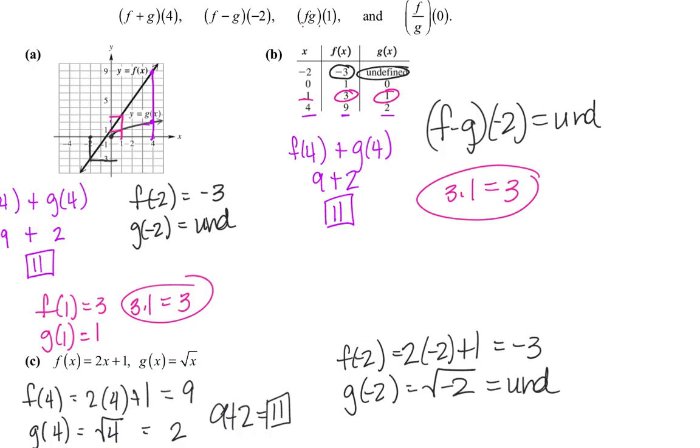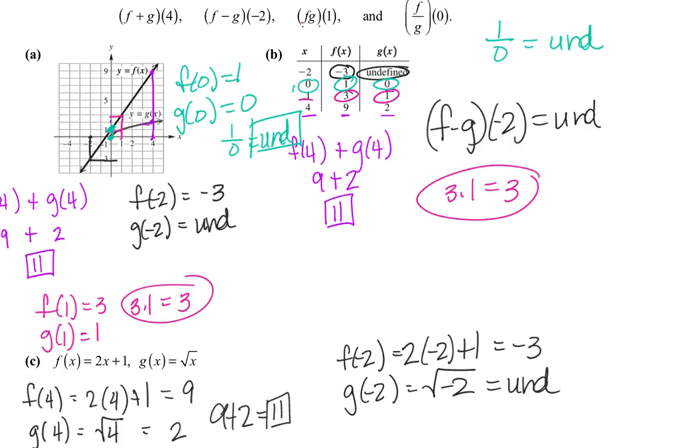So f of 0, so 0, 1. So f of 0 is 1. g of 0 is 0. 1 divided by 0 is undefined. Now looking at your table, f of 0 is 1. g of 0 is 0. 1 divided by 0 is still undefined.